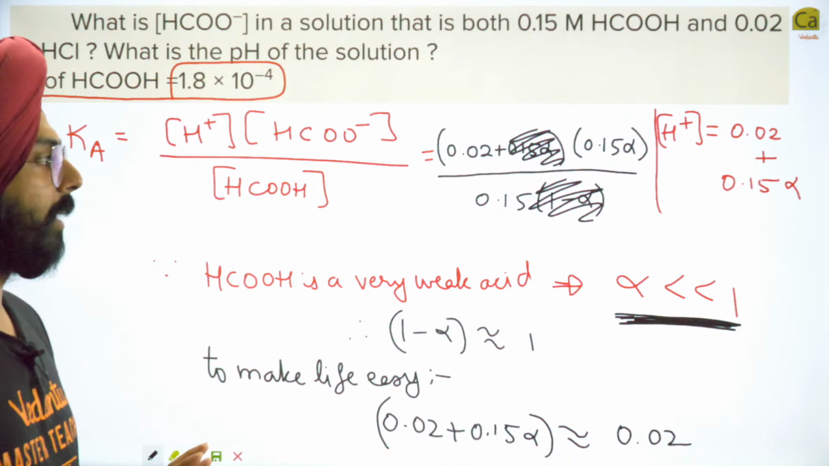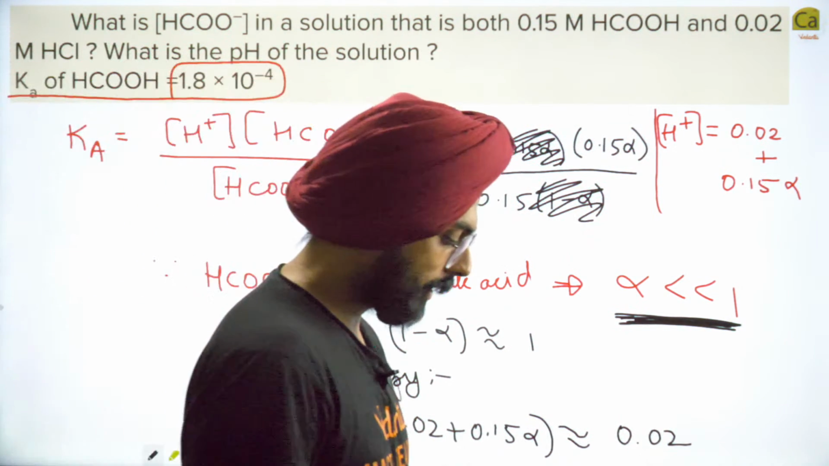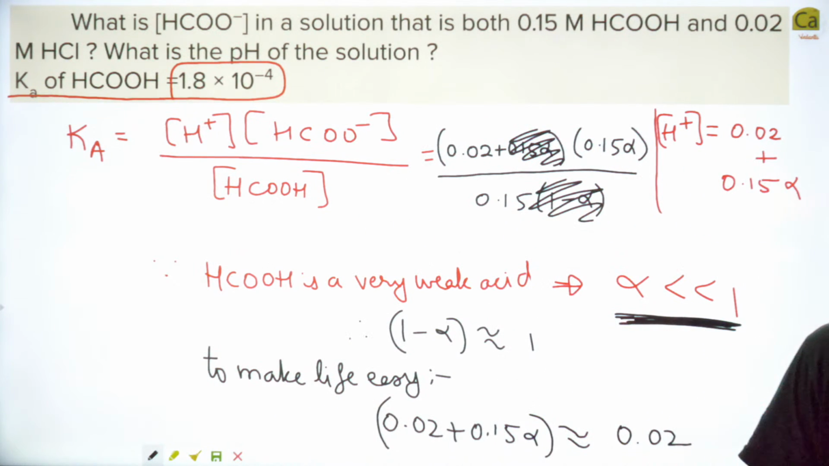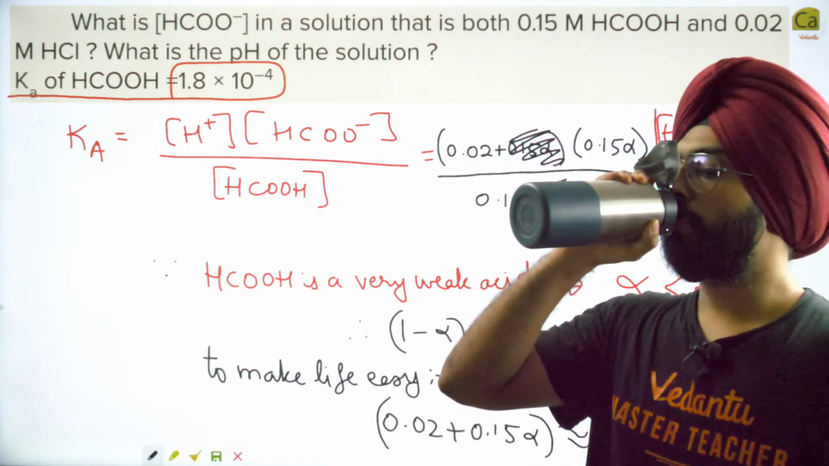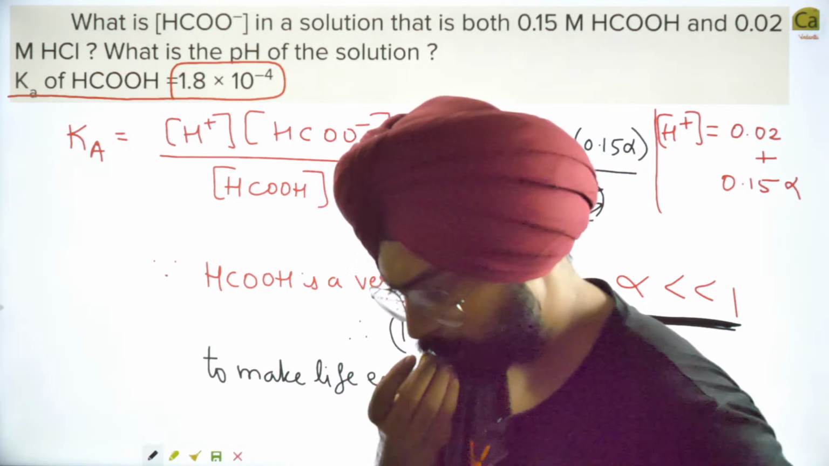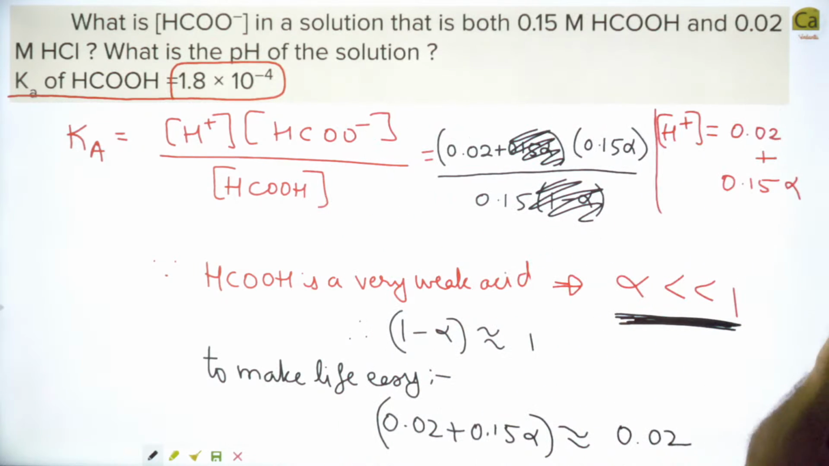Now calculate the value of alpha. It's going to be much more simple. Calculate, how much does it come out to be? What does alpha come out to be? Just calculate alpha from here. How much does that come out to be? Alpha is equal to 1.8 into 10 to the power minus 4 divided by 0.02. A very small number will come.